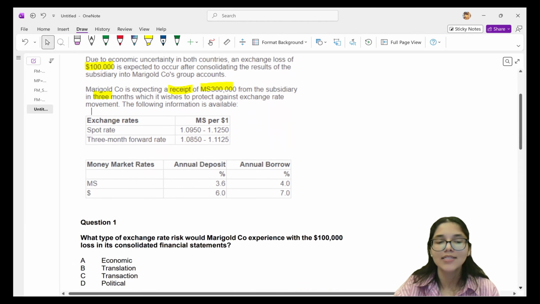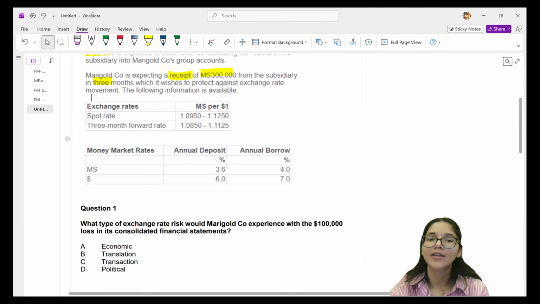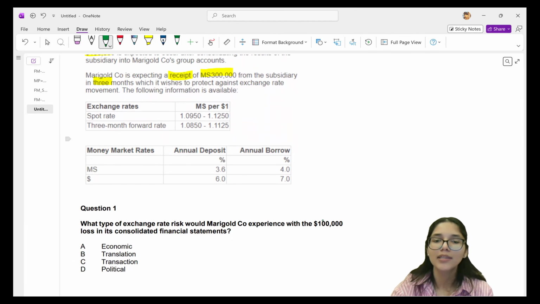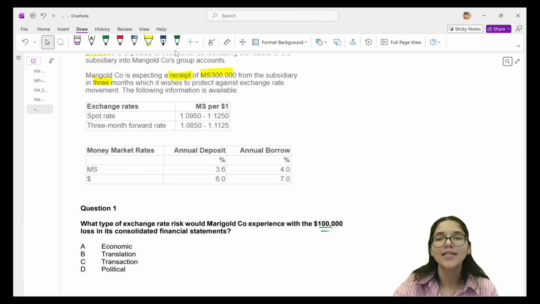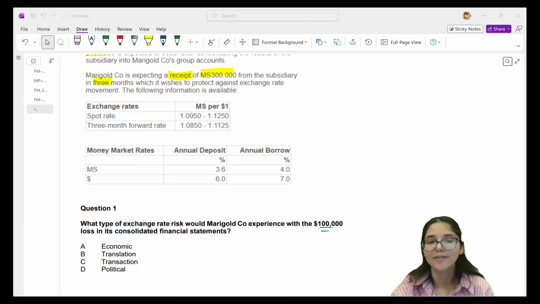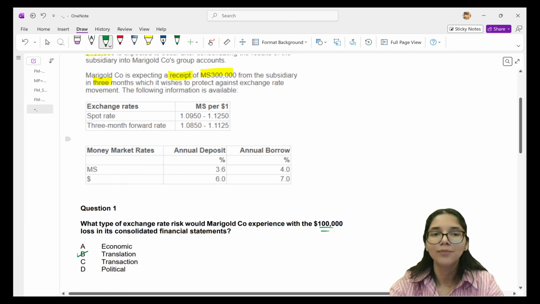Now, my first question is asking which kind of exchange rate risk would Marigold Company experience with this $100,000 of loss in its consolidated financial statements? Give me answers very, very quickly. We have just discussed this. Which risk does this represent? Yes, option B is my final answer. Very easy question. Are we good to move ahead to question number 2 now?